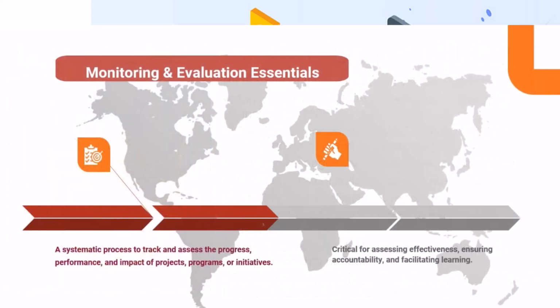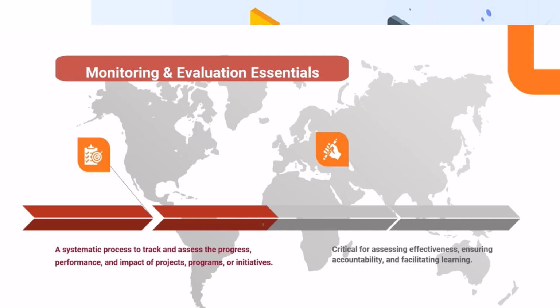Now, the first question that will come to your mind is, what is monitoring and evaluation? Monitoring and evaluation is simply a systematic process that involves tracking and assessing the progress of any project, following up with performance and impact of projects, programs, initiatives, or any idea of human endeavor. In this course, M&E is referred to as monitoring and evaluation, so I'll be using that acronym interchangeably.